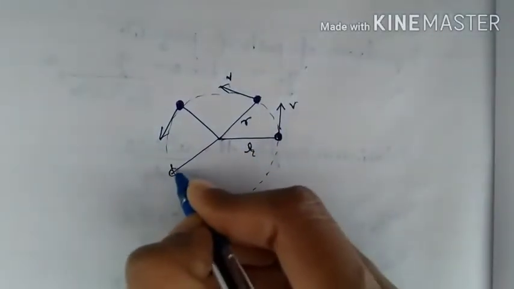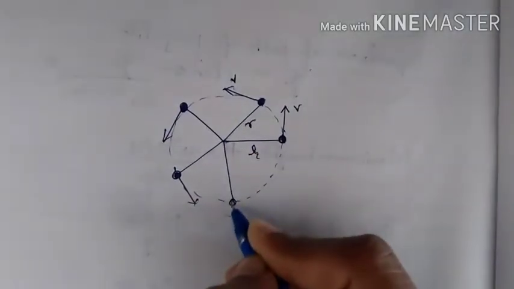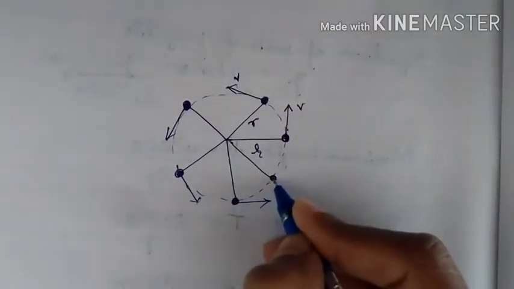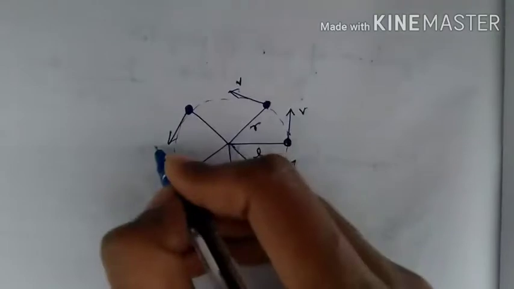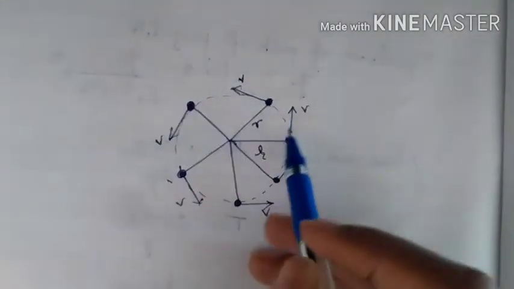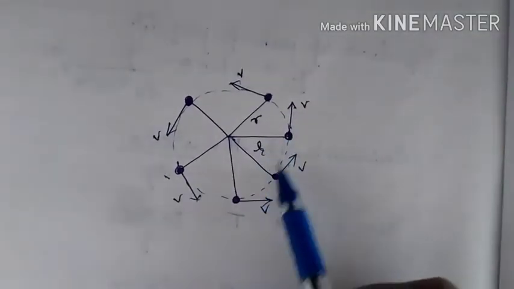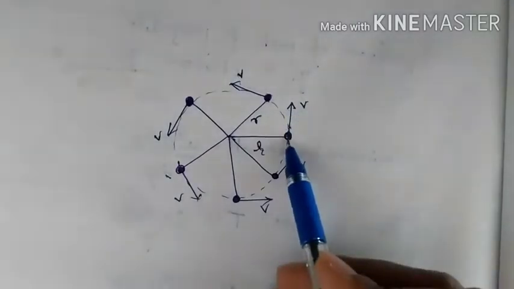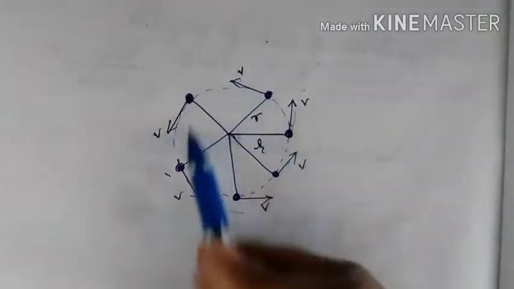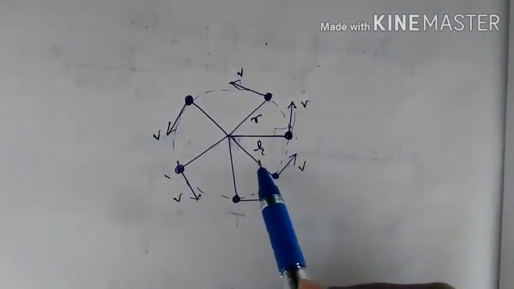Now at this point it has the direction like this, and at this point it has a direction like this, and at this point like this. If you observe, at every point the velocity of the ball is changing continuously, and this velocity is perpendicular to the radius of the circular motion. So there is a 90-degree angle between V and R.